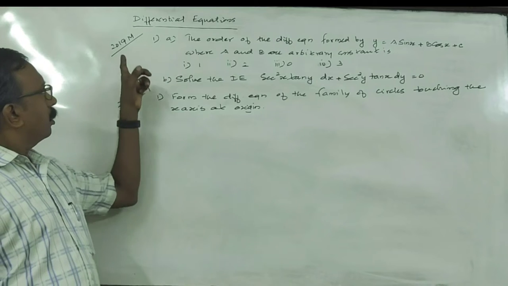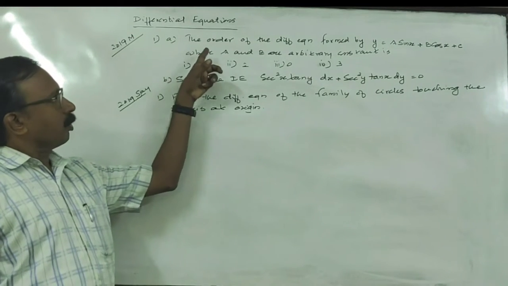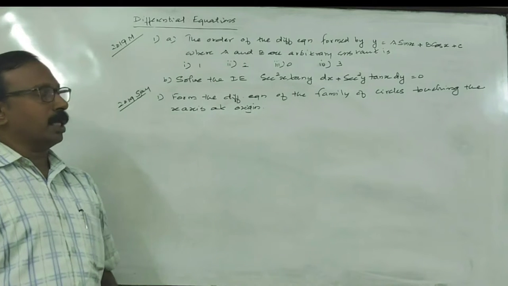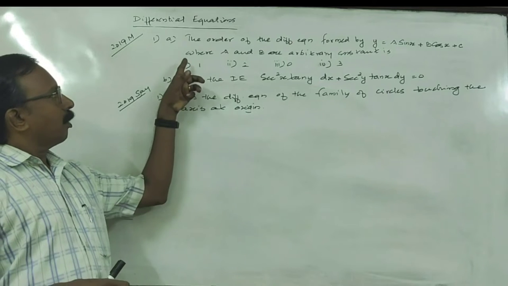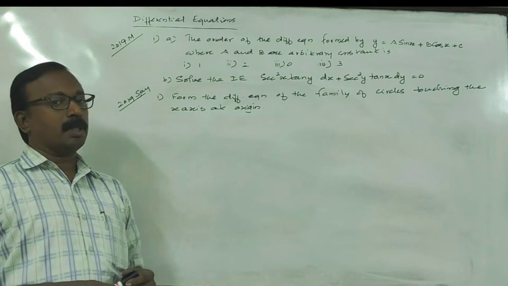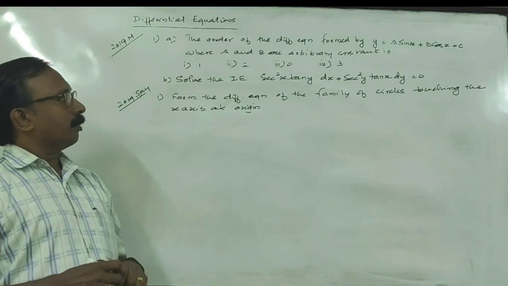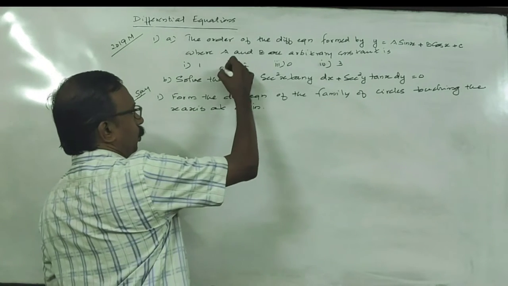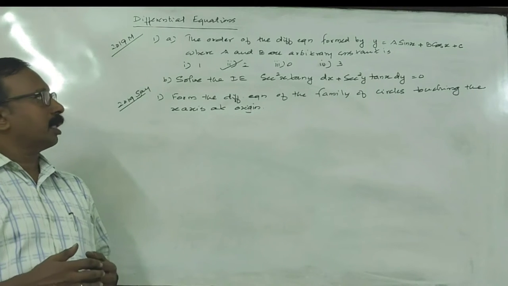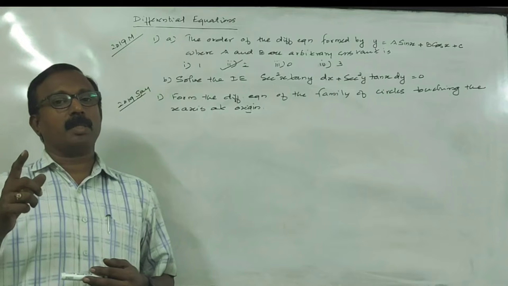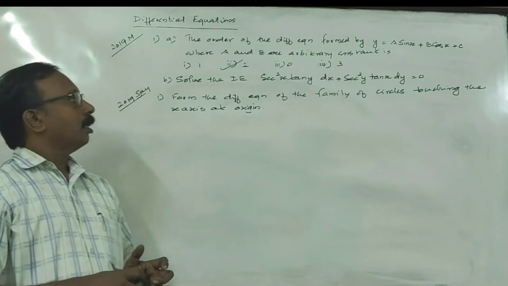In 2019 March, the first question is: the order of the differential equation formed by y = A sin x + B cos x + c, where capital A and capital B are the arbitrary constants, is the order of the differential equation. Here the answer is 2. The order of the differential equation depends upon the number of arbitrary constants present in the differential equation, isn't it?